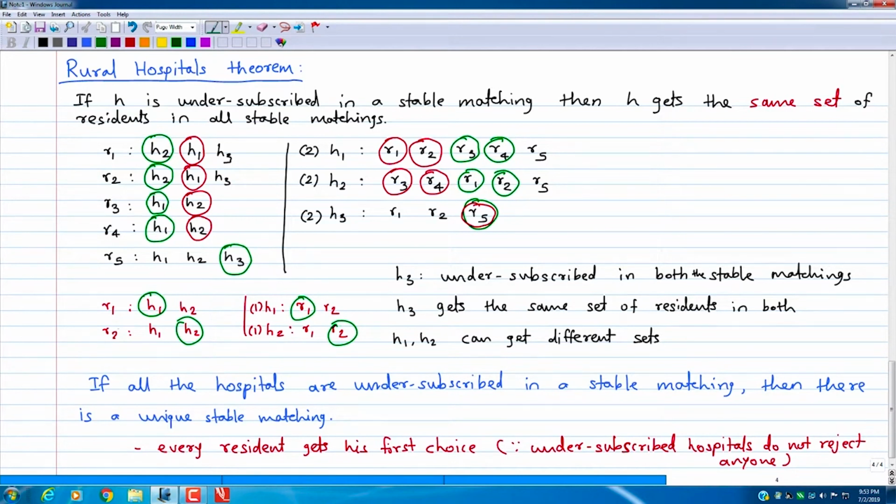Because when R1 and R2 both propose to H1, H1 is only going to accept R1 and then R2 has to go to H2. Similarly, even if hospitals propose, when both H1 and H2 propose to R1 in whatever order, R1 is going to accept H1 and then H2 has to go to R2. So here we have a unique stable matching, but no undersubscribed hospital.